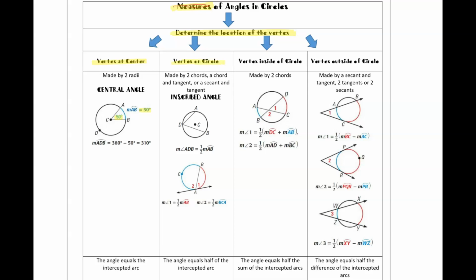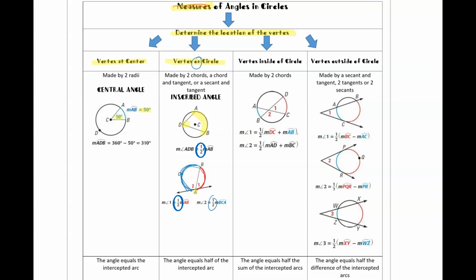Now the vertex is on the circle. Here, this inscribed angle is going to be 1/2 of that arc. Now, this is the first case that we looked at today. This is on the circle. I like this one because it's color-coded. Angle 1 is going to be 1/2 of that red arc, and angle 2 is going to be 1/2 of the blue arc. So if it is on the circle, it is 1/2 of that arc it's intercepting.